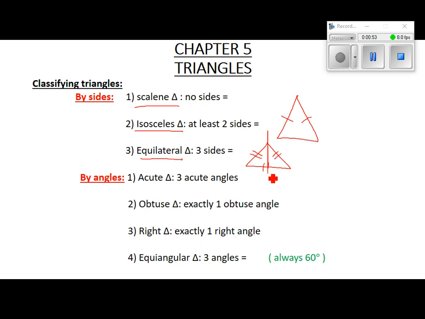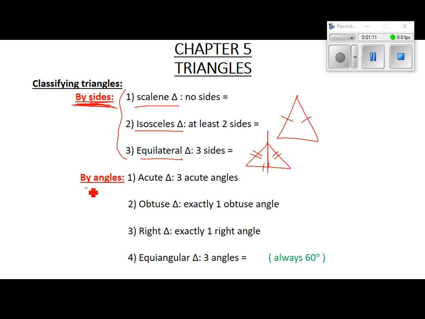If I go too fast and turn the slide too quick, just stop the video. So write those down. We've written them down a couple times already this year. Remember, those are three ways according to the sides, so based on what the sides are in the triangle.